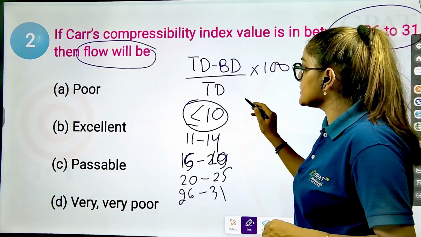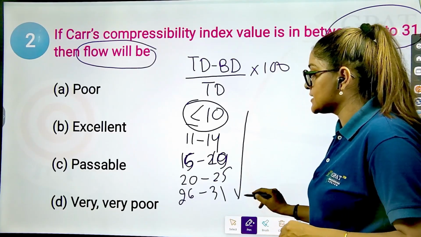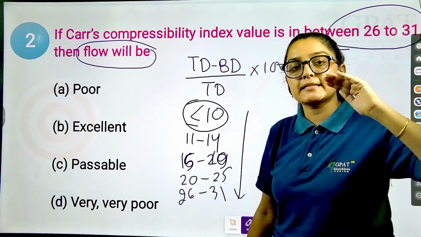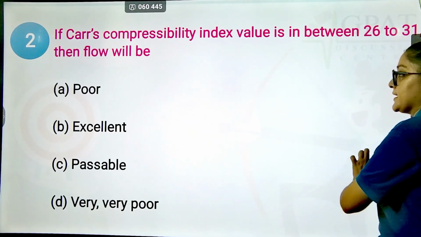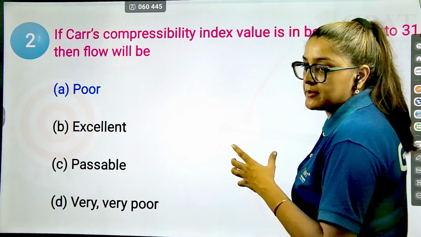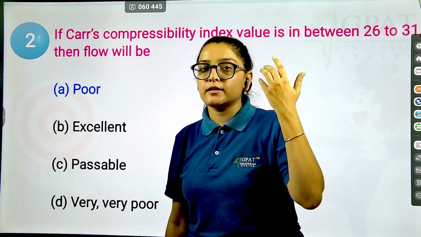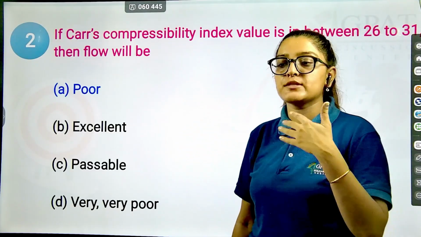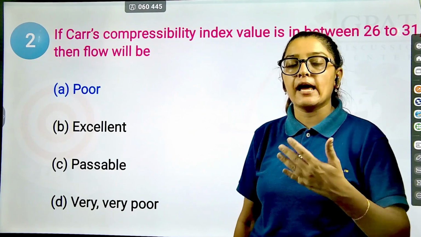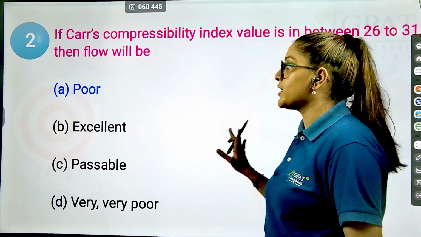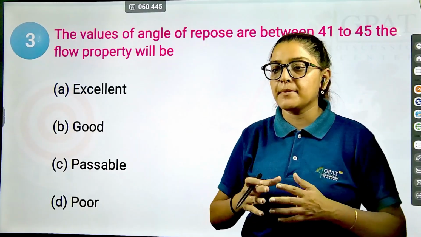As you can see, the flow behavior is getting poorer as the Carr's index value is increasing. So here we have the correct answer. I hope you were able to get it: with less than 10 it is excellent, then good, then passable, then poor, and above that it will be very poor. So we have our correct answer as option A.